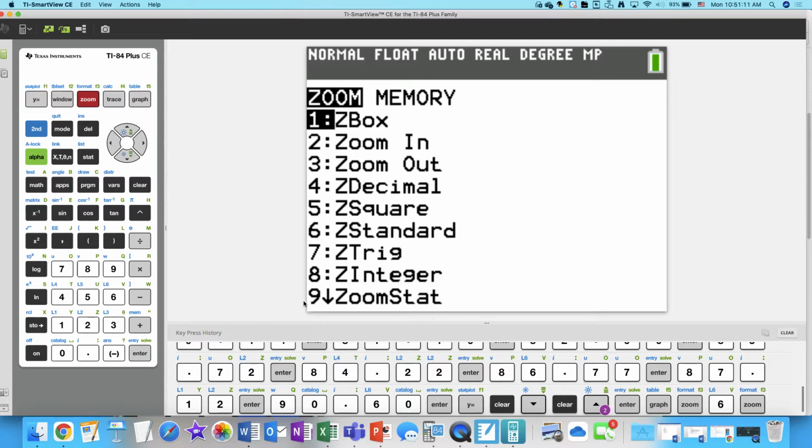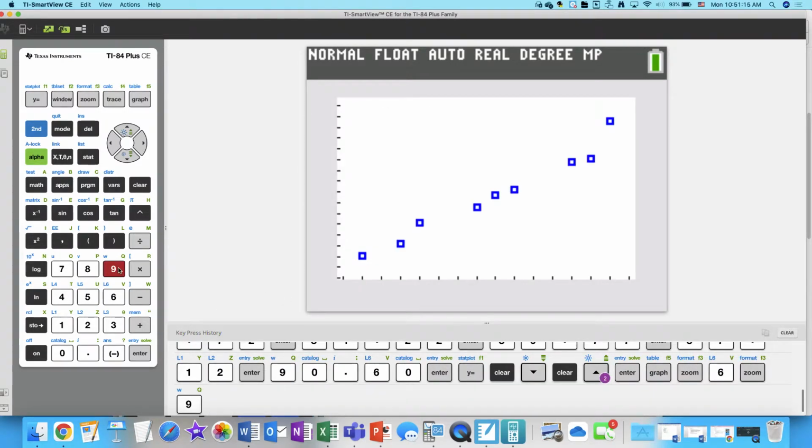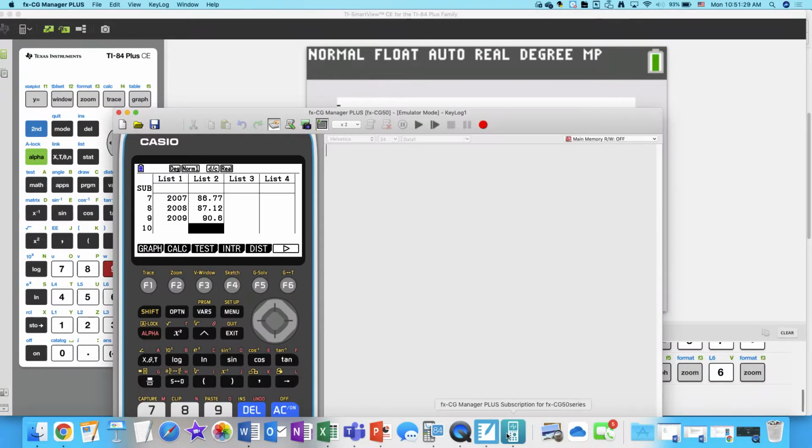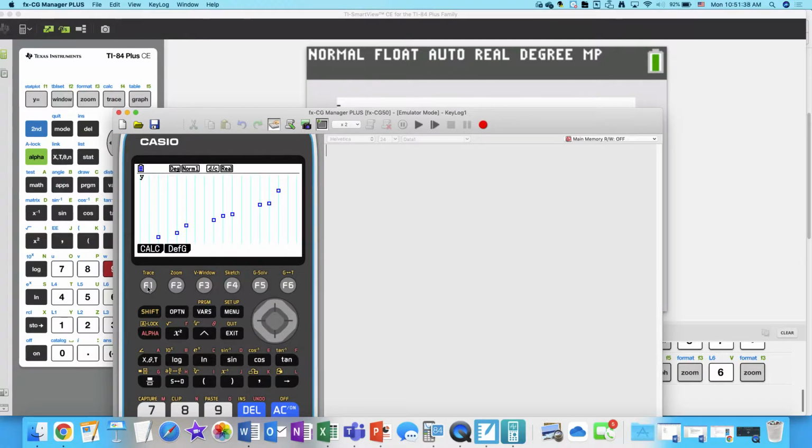Now, by the way, on the other calculator, if you want to do that, you just hit F1 for graph. And I believe F1 again. The nice thing about this calculator is that it sets your window settings for you, so you don't actually have to worry about that. All right, so back to here.